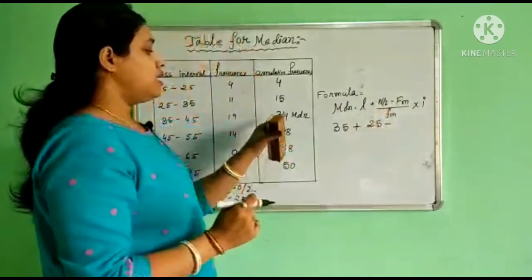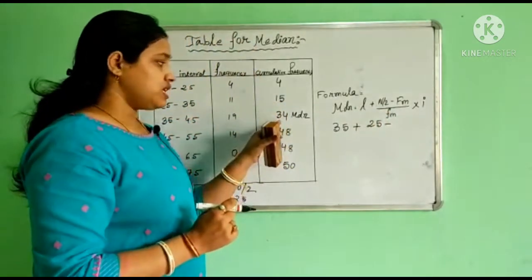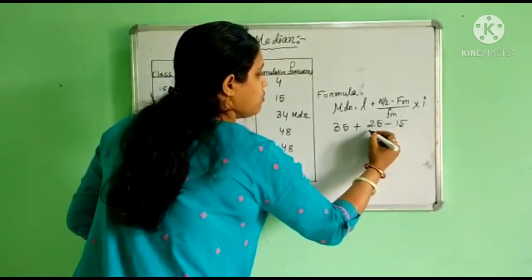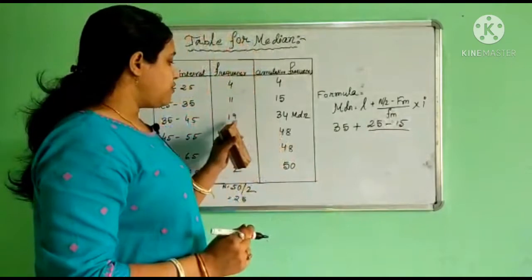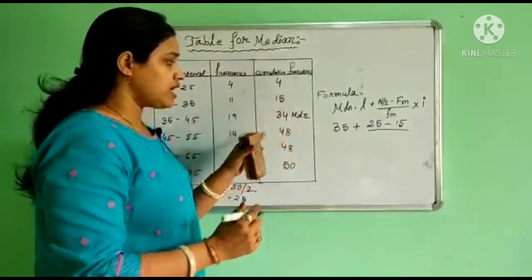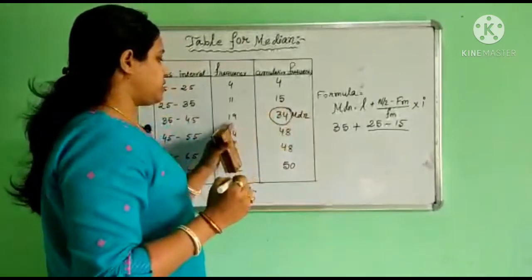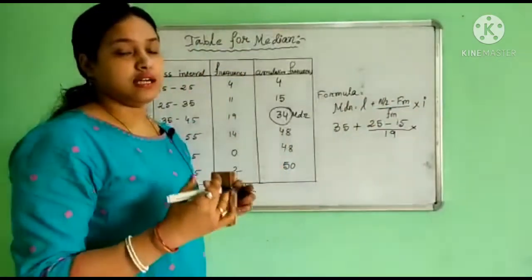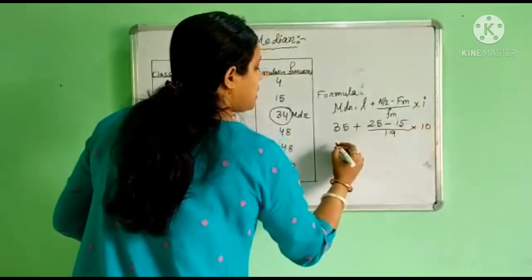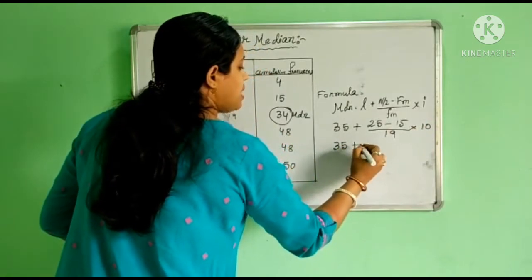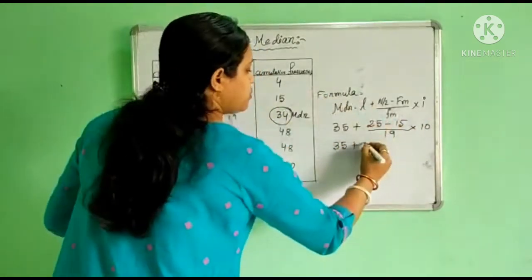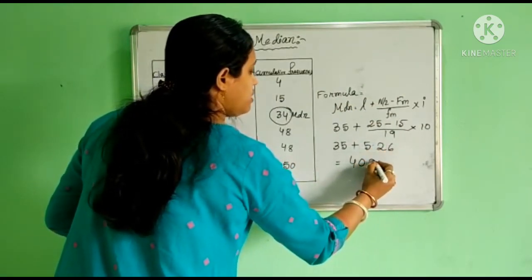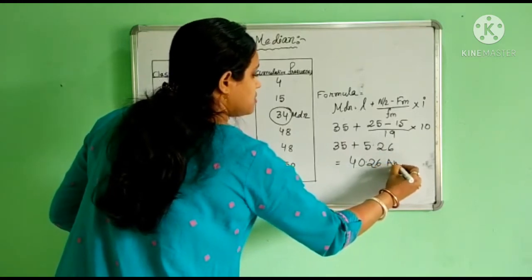Fm means the cumulative frequency just preceding the median class, so 15 is the Fm. Now small fm means the frequency of the median class. Our median class is 34, so the frequency is 19. We put 19, and i, the class length, is 10. After this calculation we get 5.26. Lastly, we can say that 40.26 is the answer.